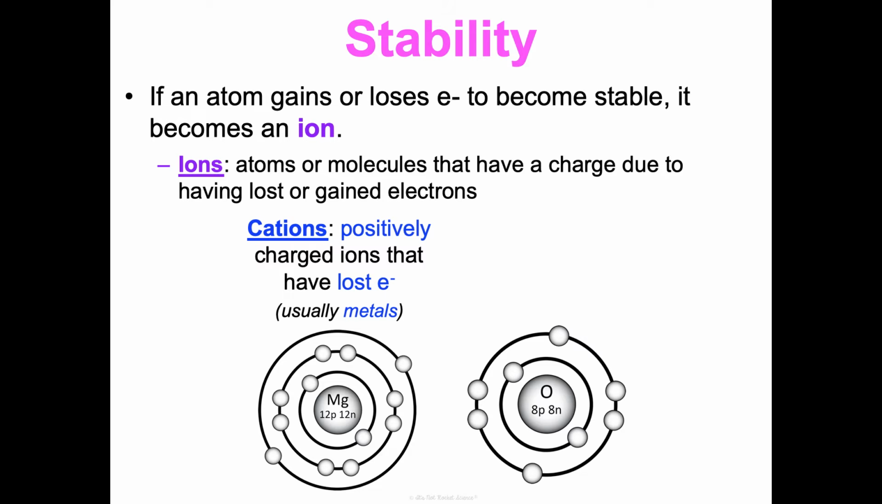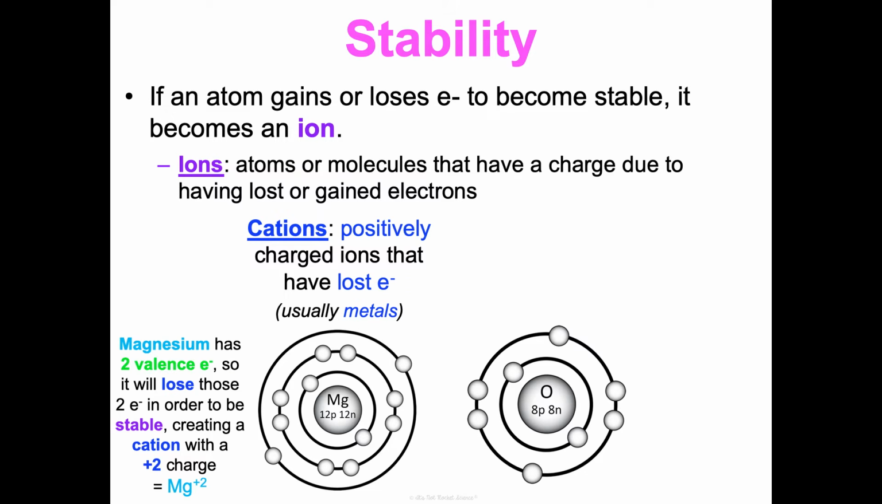If you look at your periodic table, remember the metals make up most of the left part of the periodic table. So they tend to only have 1 or 2, maybe 3 valence electrons. So it makes more sense for them to lose those 1, 2, or 3 electrons to become stable than to gain 5, 6, or 7 electrons.